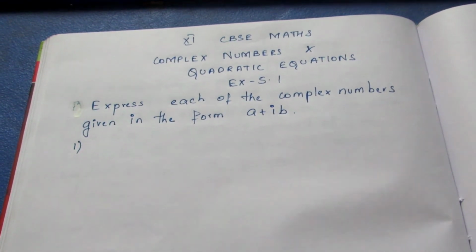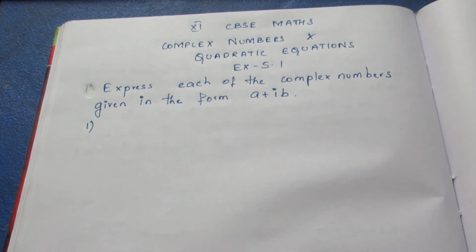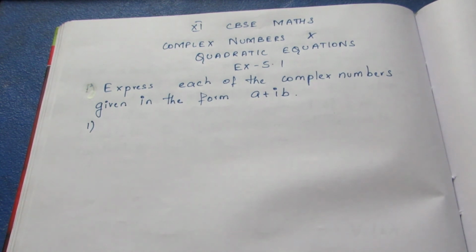Today we are going to see 11 CBSE Maths complex numbers and quadratic equations, exercise 5.5. In that, we are going to see questions 1 to 10 in this video. Let's see the question. Express each of the complex numbers given in the form a plus ib. So we need to combine the real part and the imaginary part and form the a plus ib form.